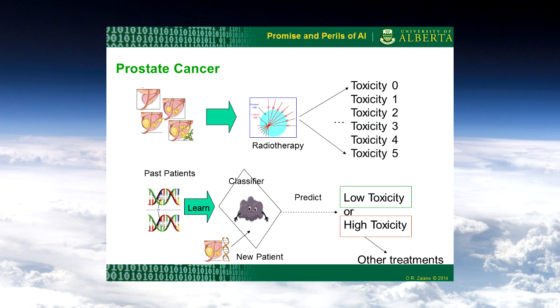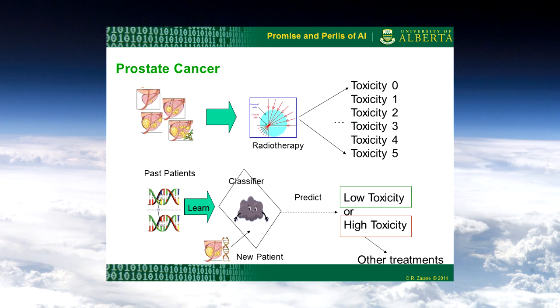You bombard these cells with radiation, and there are side effects. Side effects are measured in terms of toxicity. Toxicity 0 means the patient has no problems. Toxicity 1 is some discomfort, vomiting, bleeding, whatever. It goes up to 5, which is death.